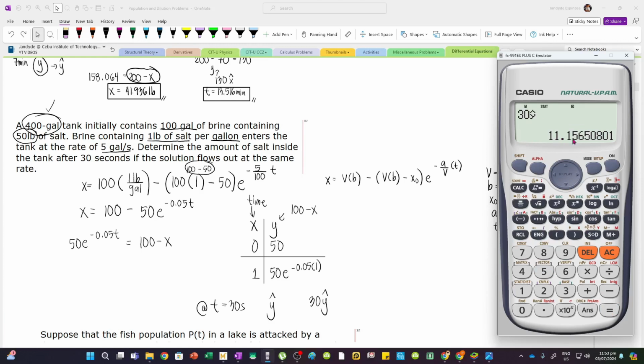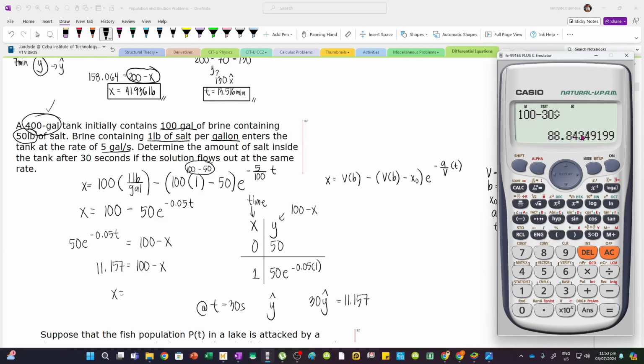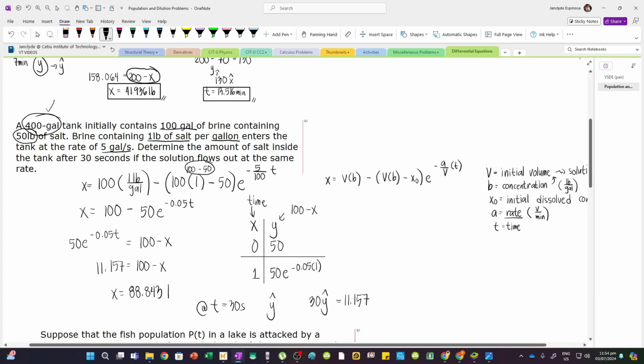This gives us 11.157. But then, this is just this value. So 100 minus x, 100 minus this value, solving for x, we have 88.843. And then this is in pounds.